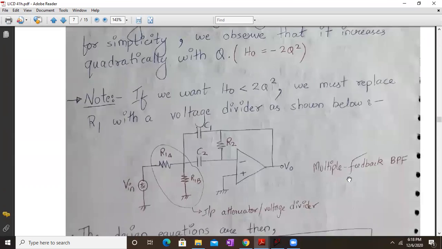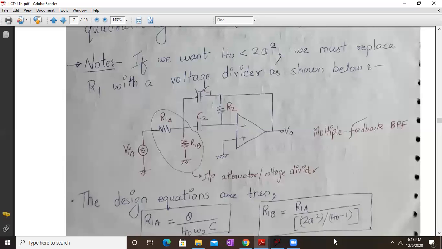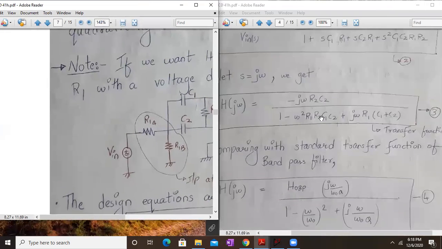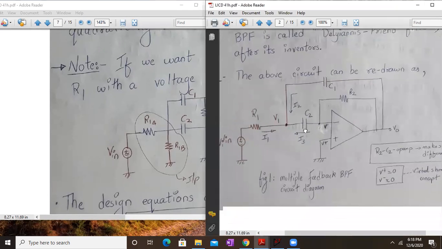Okay. Now, if we want H naught as less than 2Q square, we must replace the R1 with a voltage divider like this. Okay. So these are the changes which we have to do in order to make H naught lesser than 2Q square. If we do not do that, then we will get back the same expression over here.